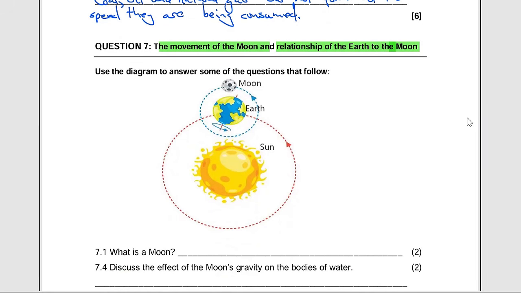So we have the moon rotating like that, and then we also have our sun. This is our earth, and then the moon at the top, and this is the sun there. We are asked to define what a moon is. So what is a moon? A moon is a natural satellite.